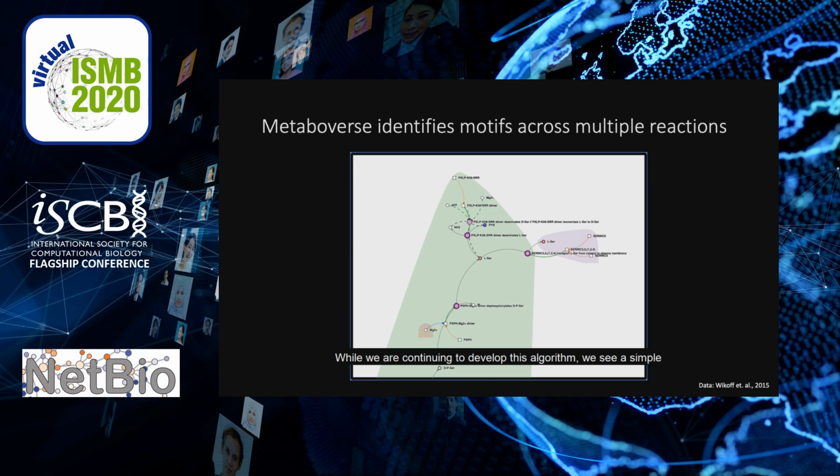While we are continuing to develop this algorithm, we see a simple example of the utility here in the lung dataset when looking at the conversion of L-serine to pyruvate. This transition can occur by two methods, one a one-step process and the other a two-step process. This reaction collapse allows for automated discovery of regulatory patterns across both types of conversions. It could then be interesting to follow this up with RNA-seq or proteomics to determine which subpathway is being utilized and whether this was biologically relevant.